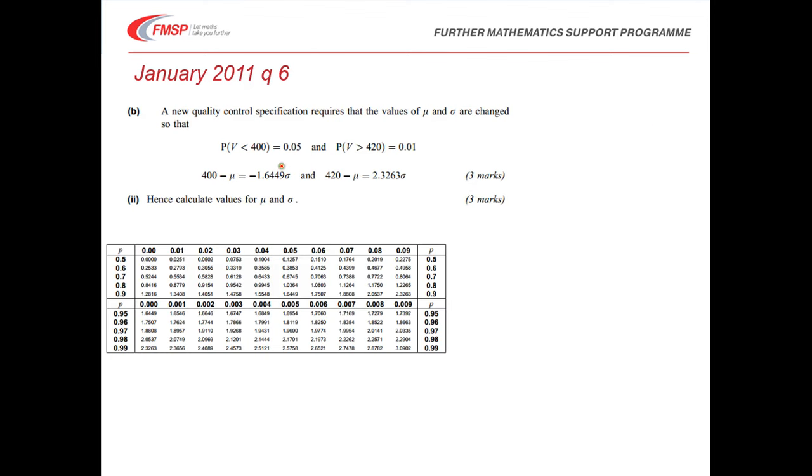So part B. So this is an interesting one. A new quality control specification requires that the values of mu and sigma are changed so that the probability of X being less than 400 is 0.05 and being greater than 420 is 0.1. And what we've got to do is show that these two equations are true. So let's look at equation 1 first of all.